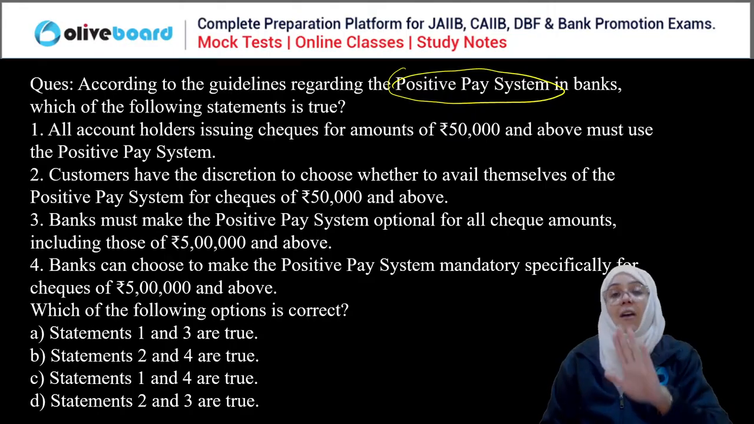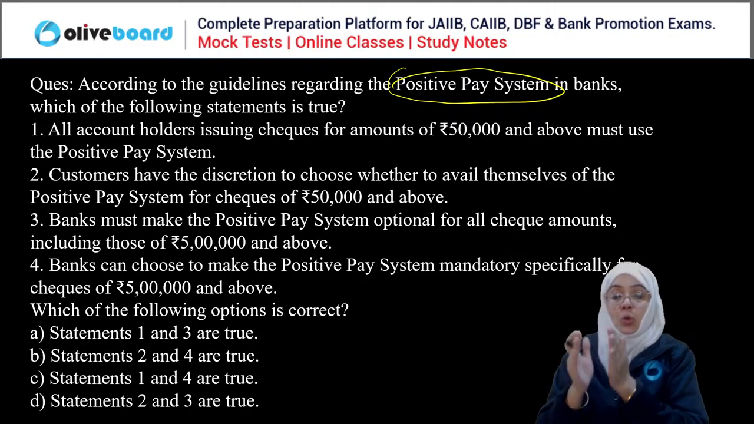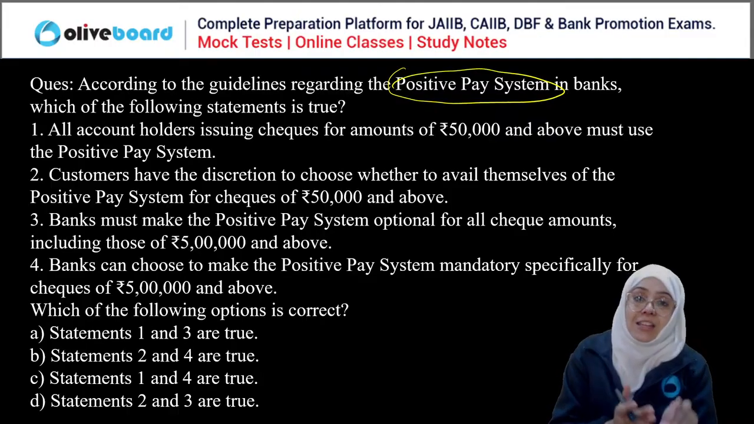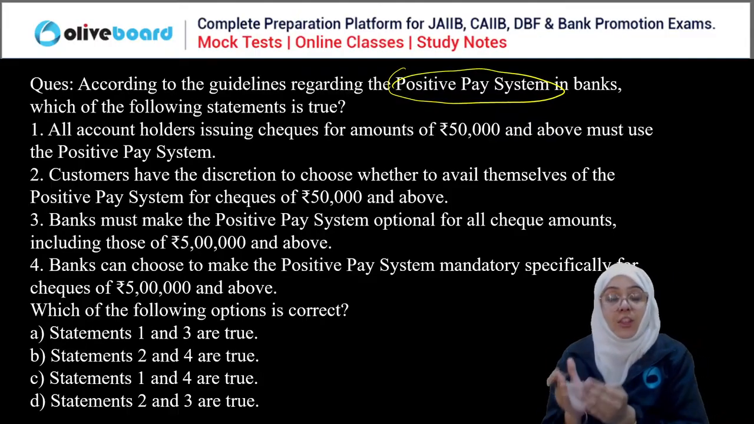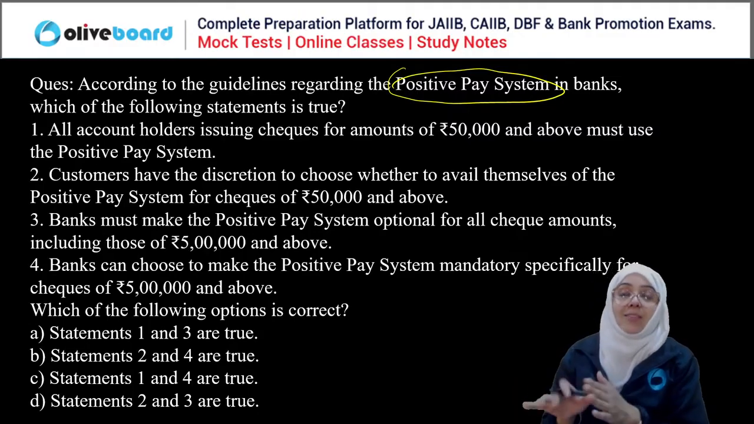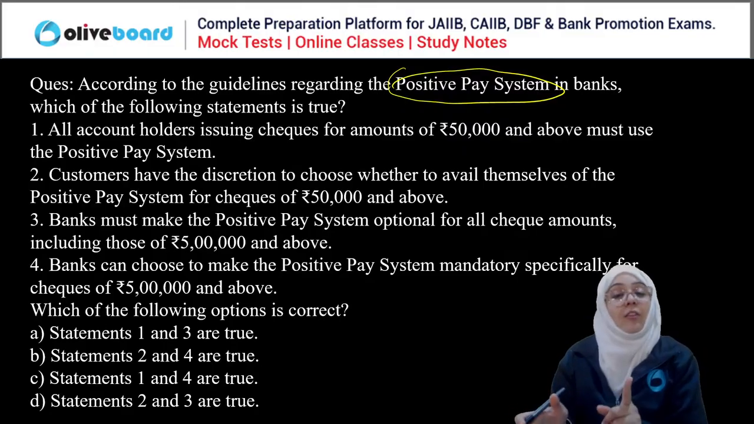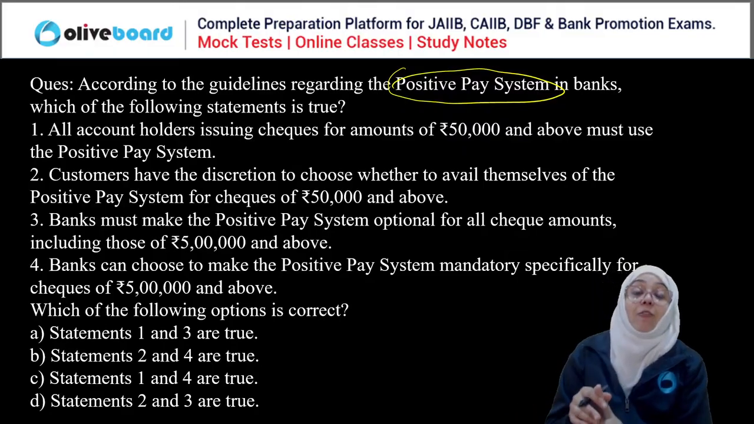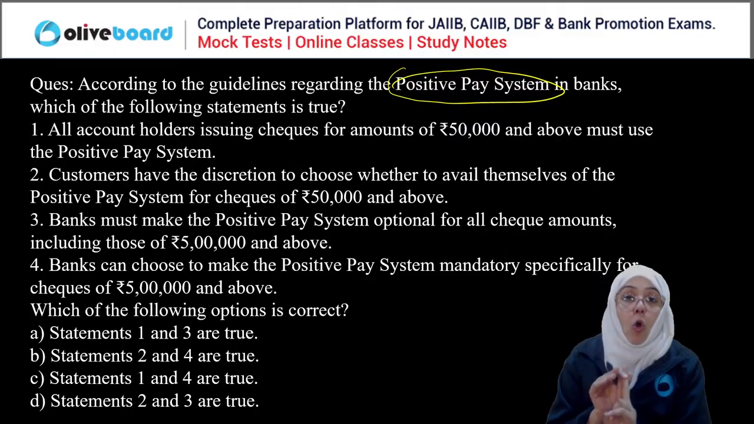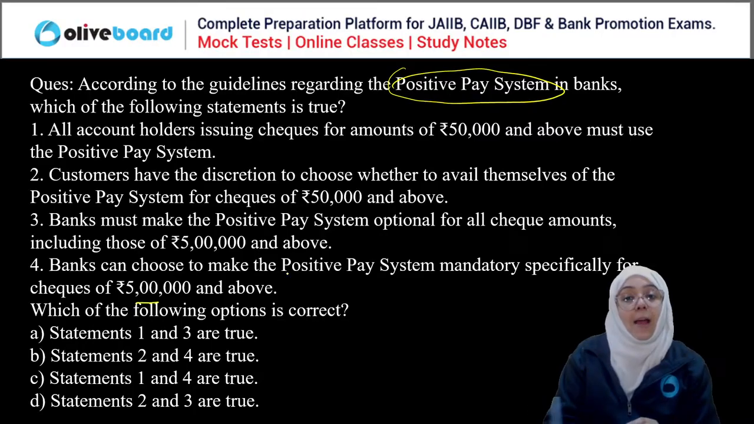See, two things you have to remember. If there is a check of 50,000 and above, the bank has to make this facility available to all customers issuing checks of 50,000 and above. Now it is up to them whether they want to avail it or not. This is the first condition. Second, the bank has to make it mandatory for all checks if the value is 5 lakh and above. So mandatory in the case of 5 lakh and above.